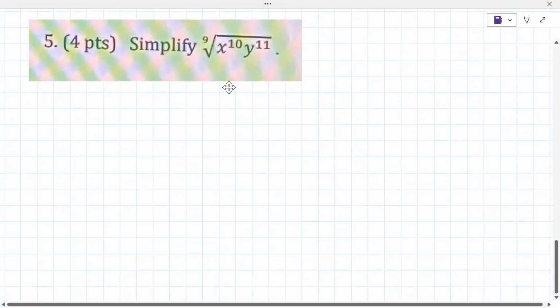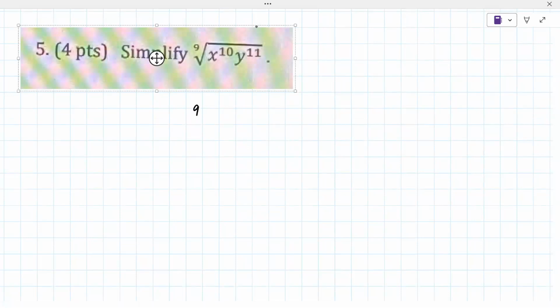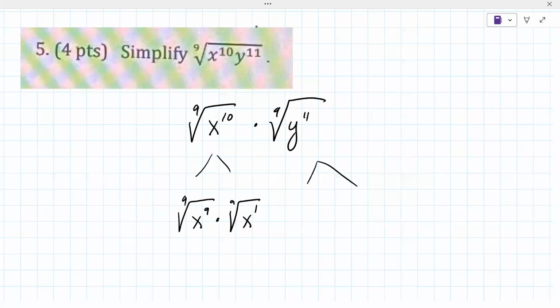All right, number 5 here. Simplify this. So we're kind of going to break this apart. It's the 9th root of x to the 10th times the 9th root of y to the 11th. What does that become? Well, the one on the left here is really the 9th root of x to the 9th times the 9th root of x to the 1. This is another way to break it up. So I'm just trying to show you another.